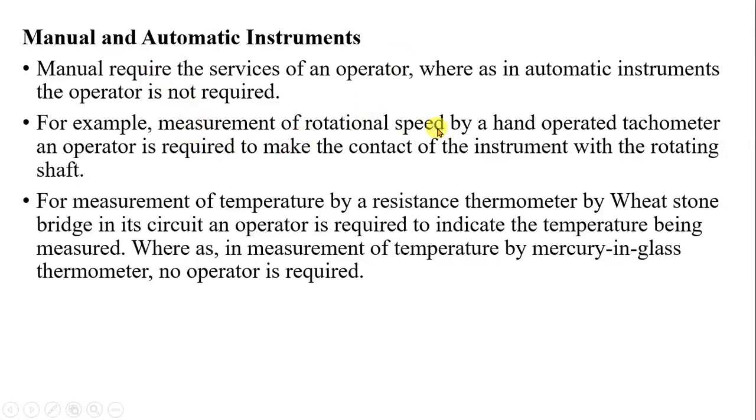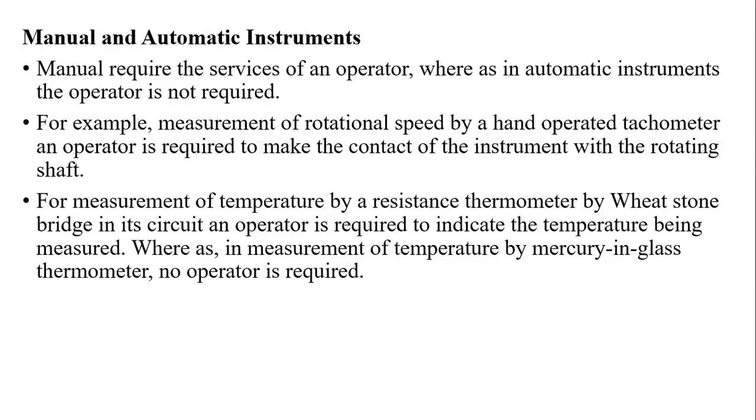For example, in the measurement of rotational speed by a hand operated tachometer, an operator is required to make contact of the instrument with the rotating shaft. There are two kinds of tachometers: one is a contact tachometer, one is a contactless tachometer. In the case of a contact tachometer, the tachometer measures the rotational speed. Okay, if you want to measure the rotational speed of a motor or a fan, you have to make contact of the rotating part with the tip of the tachometer. So you have to hold that tachometer in hand and push it against that revolving part, and then you will come to know the rotational speed of that fan or motor.